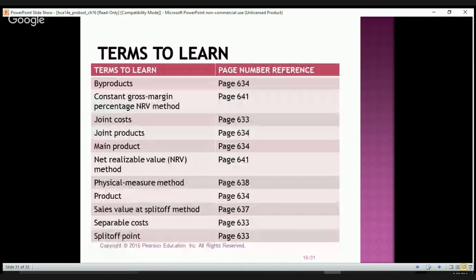Some of the terms that you need to know, and I would do these separately and have them as part of your notes: byproducts, constant gross margin percentage NRV method, joint costs, joint products, main product, net realizable value method, physical measure method, product, sales value, split-off method, and the separable cost and split-off point cost.